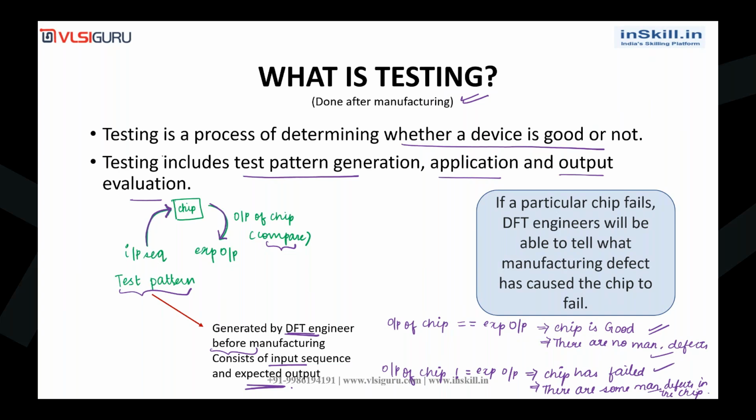So these test patterns are generated by the DFT engineer before manufacturing itself, consisting of an input sequence and expected output. The input sequence is applied onto the chip, and the output of the chip is compared with the expected output. If they are equal, the chip is good, with no manufacturing defects. If not, the chip has failed, and there are some manufacturing defects in the chip.